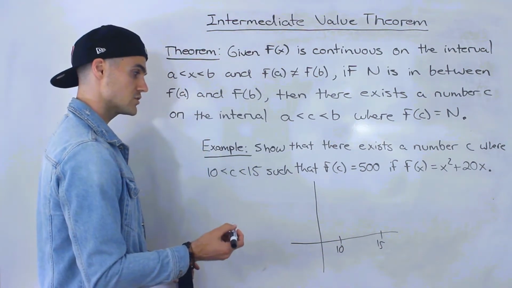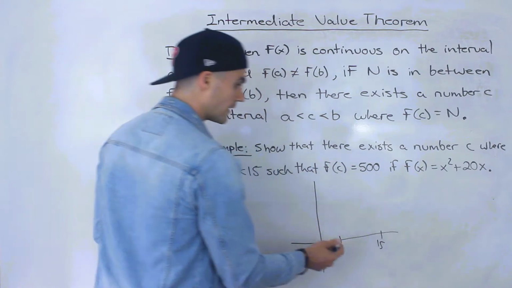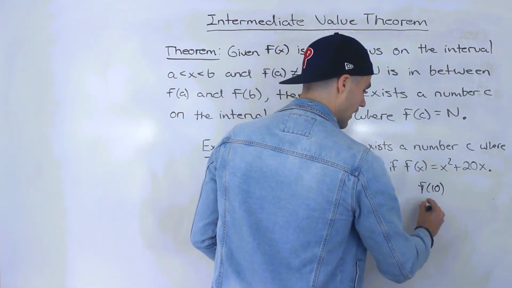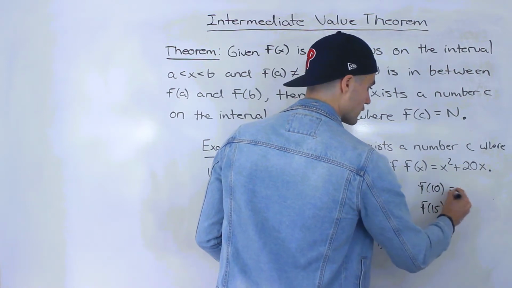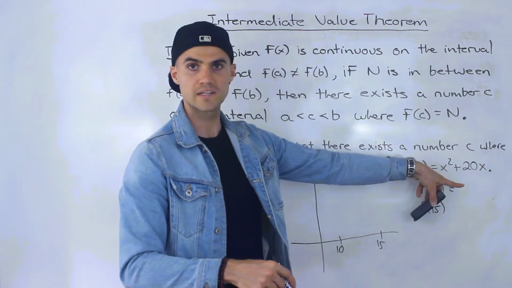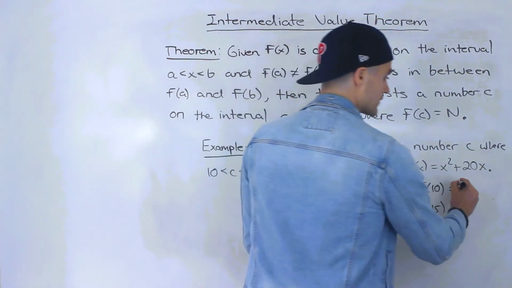And what we can actually do is find out what is f of 10 and what is f of 15. So notice if we plug in 10 for this function, we'll have 10 squared plus 20 times 10, which would give us 300.